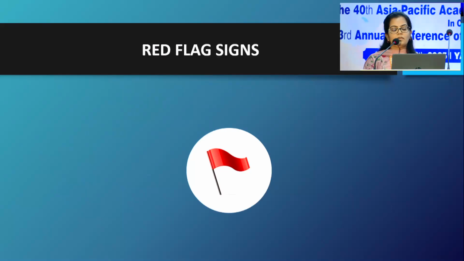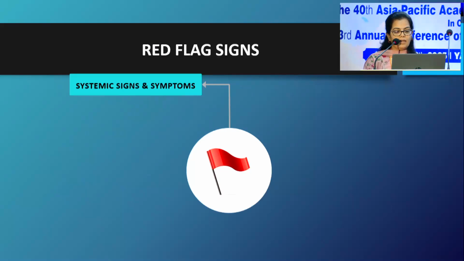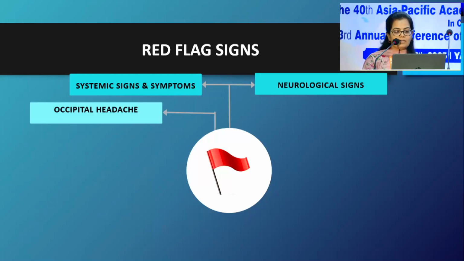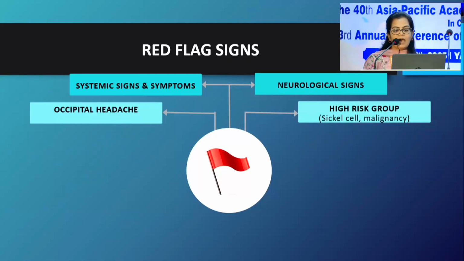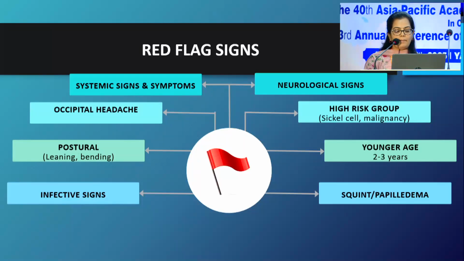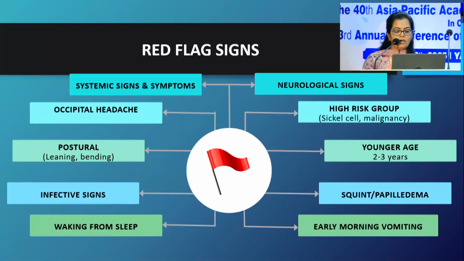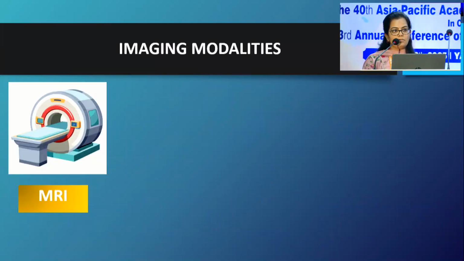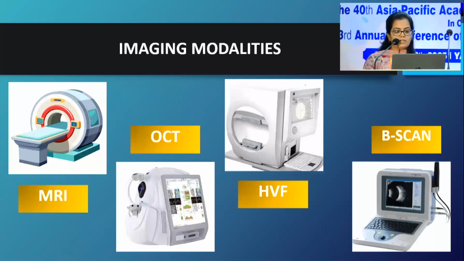One should be aware of certain red flags that you can see along with headache, like systemic signs and symptoms like fever, weight loss, neurological signs like vision loss, cranial nerve palsies or ataxia, occipital headache in high-risk groups, postural headache, headache in very young children, headache associated with infective signs, squint or papilledema, waking up from sleep or early morning vomiting or thunderclap headache. We know that MRI is the imaging modality to look for any secondary intracranial cause. However, ophthalmic tools like OCT, visual fields, and VEP can also help in clinching the diagnosis early.